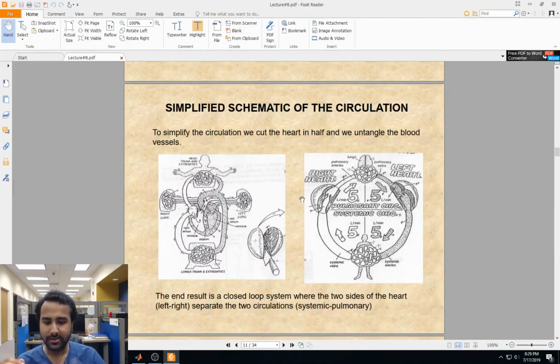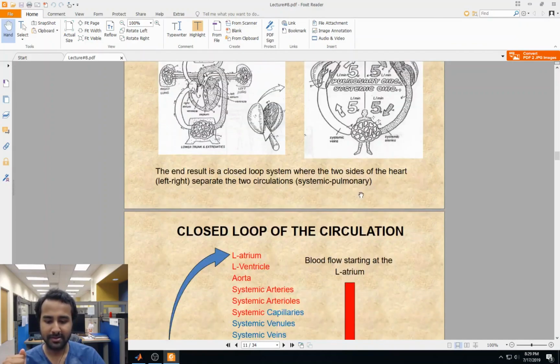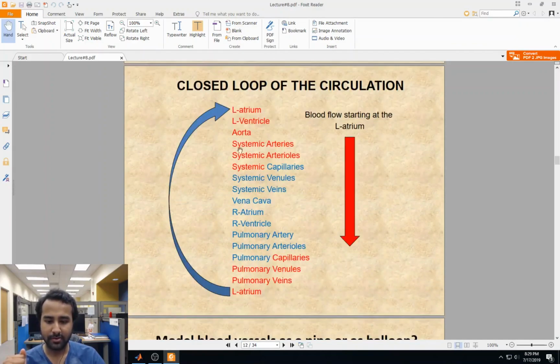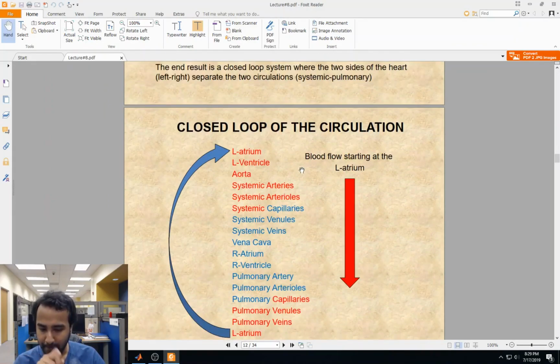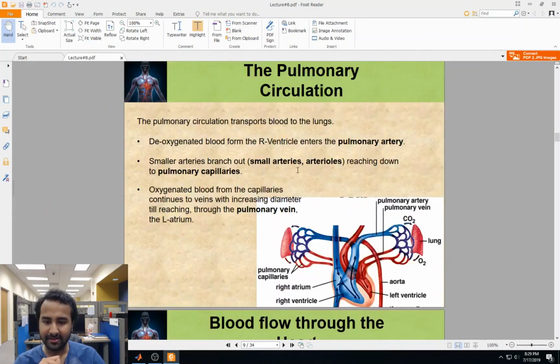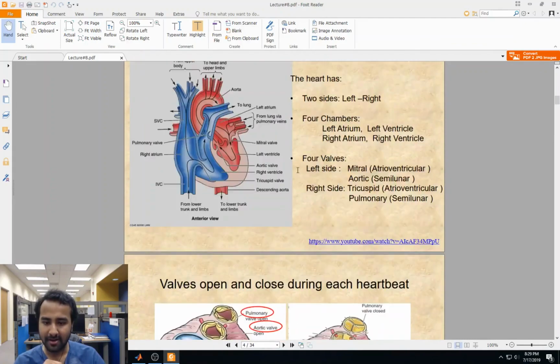And here's a grossly oversimplified version of the heart, where they basically simplified it into a closed loop system that has 2 sides, left and right, and 2 circulations, systemic and pulmonary. So they have a right-sided heart, left-sided heart, systemic part of the loop, pulmonary part of the loop. And then here are the individual components of the heart and how the blood just goes in a loop around them.